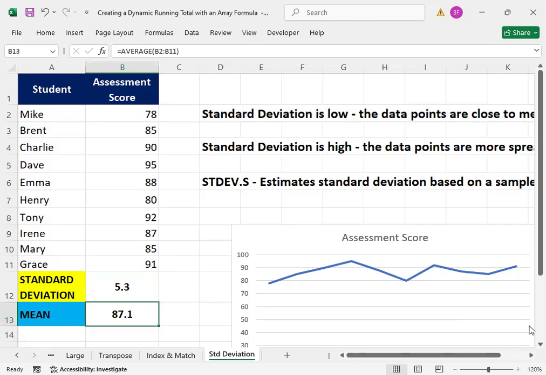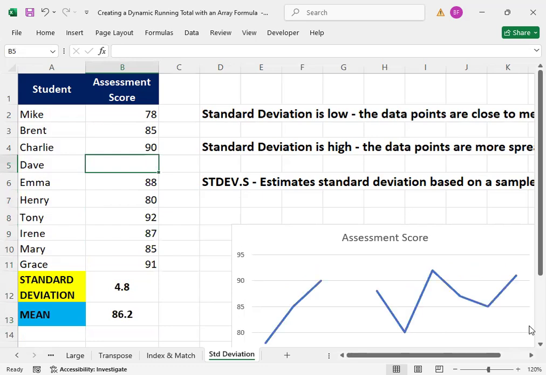So if we remove one extreme value, for example, this 95 score, it shows less variability. Therefore, the standard deviation will decrease.